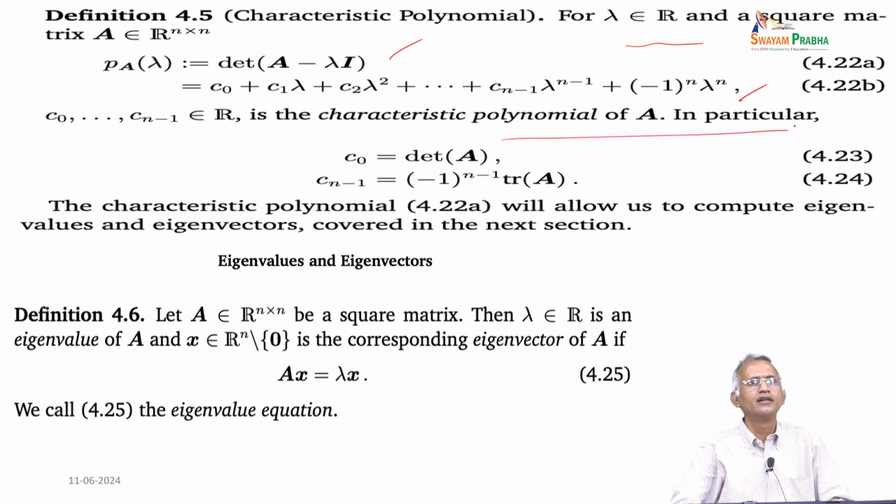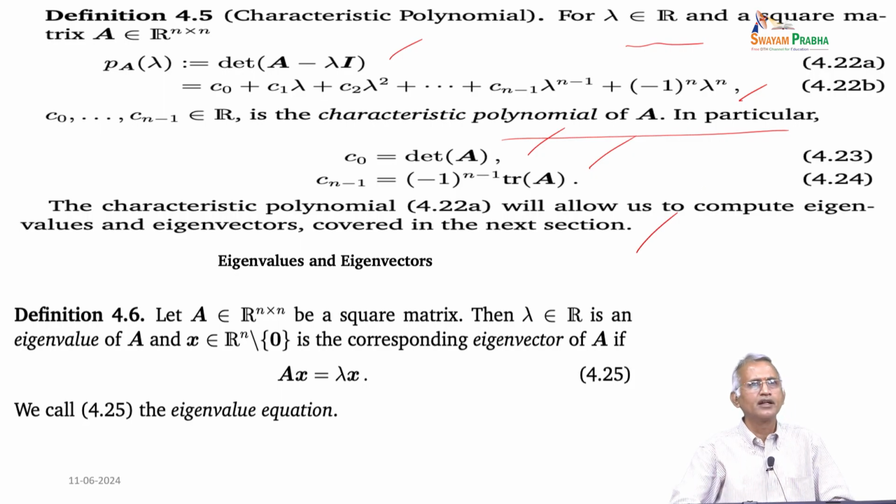In particular, C0 equals the determinant of A and C_(n-1) equals (-1)^(n-1) times the trace of A. Therefore, the characteristic polynomial will allow us to compute the eigenvalues and eigenvectors, covered in the next section.